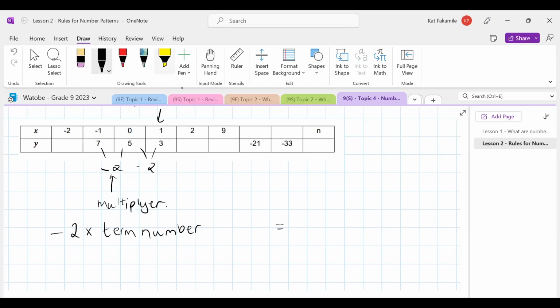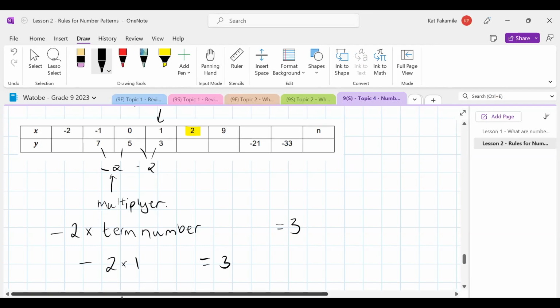3. Thank you very much, Boka. We want a 3 for term number 1. So -2 times 1 must give us a 3. What is -2 times 1, guys? It certainly doesn't give us 3. So how much is it? -2 times 1 is -2.